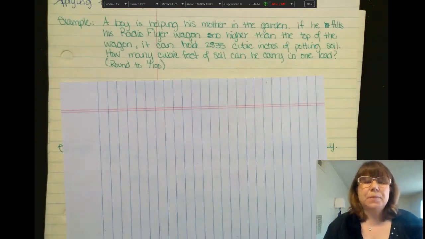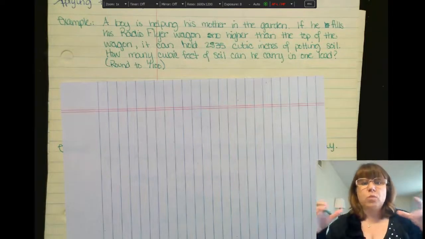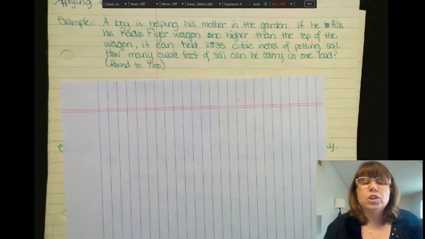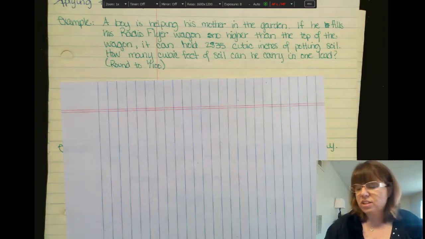Let's try this example. A boy is helping his mother in the garden, and he wants to fill his Radio Flyer wagon. If you don't know what that is, that's like one of those little red wagons, no higher than the top of the wagon. It can hold 2,835 cubic inches of potting soil. How many cubic feet of soil can he carry in one load? And we're going to round this to the nearest hundredth.